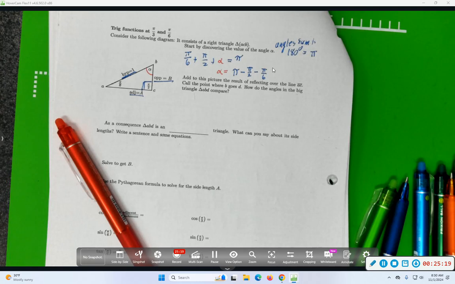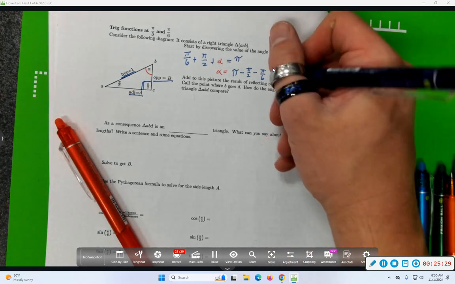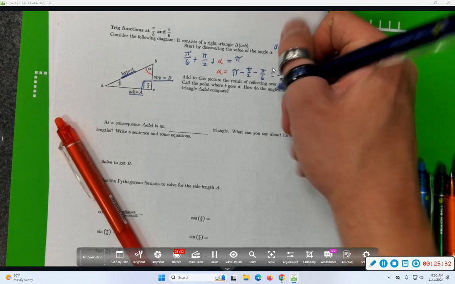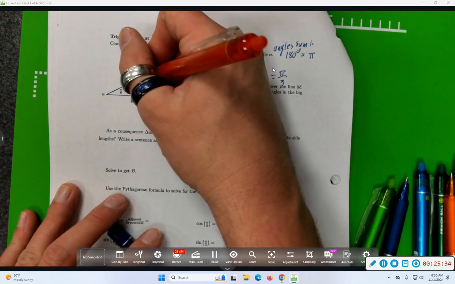What's alpha? I hear a pi over 3. Do I hear a second? Nice. Yeah. So this missing angle alpha is pi over 3. I'm going to put that in the triangle.